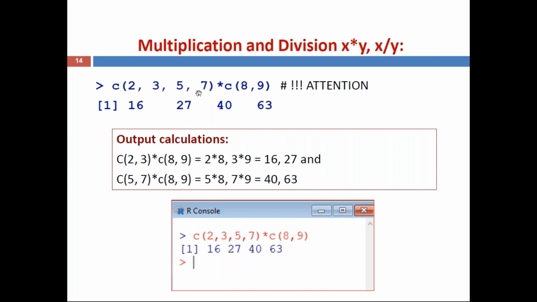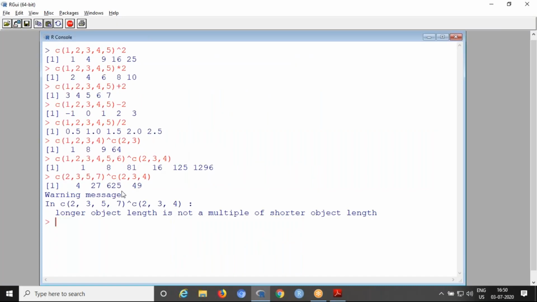Similarly, the next group is 5, 7, multiplied with 8, 9. So 5 into 8, 7 into 9. Now all the four values can be displayed in the form of a vector. Now we can try this one: 2, 3, 5, 7, 8, 9.